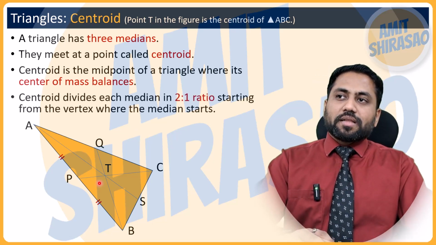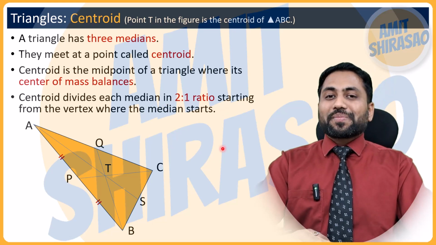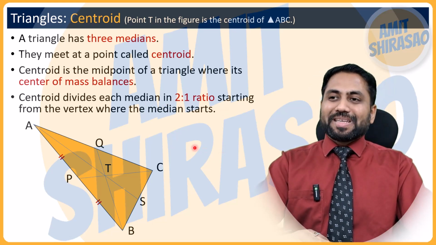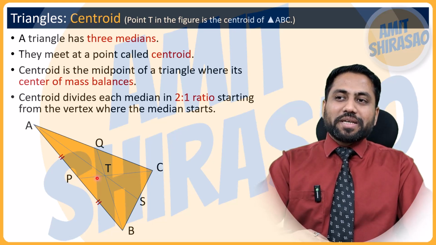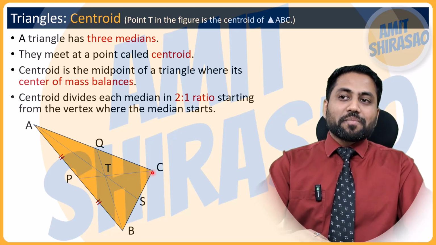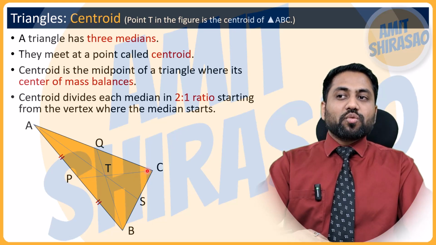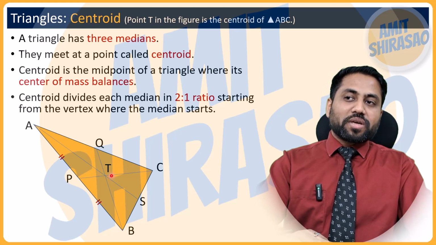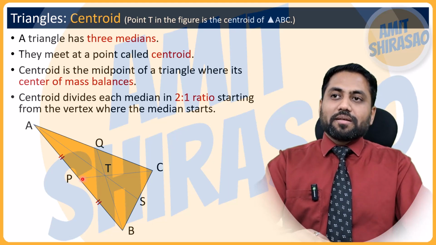Right? Now centroid divides each median into 2:1 ratio. See, the magic still continues. See, this is one median, CP is one median. So this centroid is basically dividing CP into 2:1 ratio. That means CT divided by TP is 2/1. Okay, that means CT is twice the length of TP.